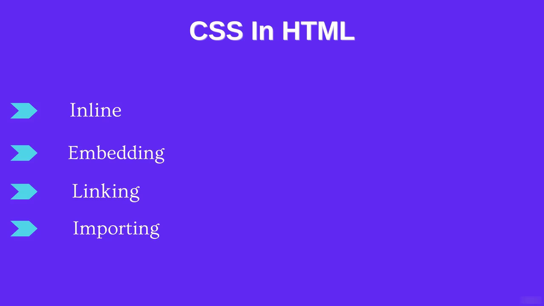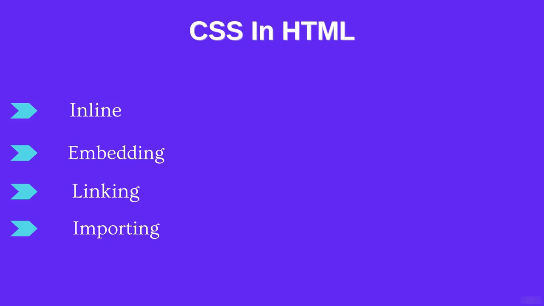Embedding is something where you will write the CSS code inside the header section of the HTML document inside the style tag. There we will write all the style rules and those will be applicable for the current HTML page only. After that, in the body, whichever HTML tag you are putting, you can use the name selector, ID selector, class selector, universal selector, whatever, but that will be applicable for the current page only.